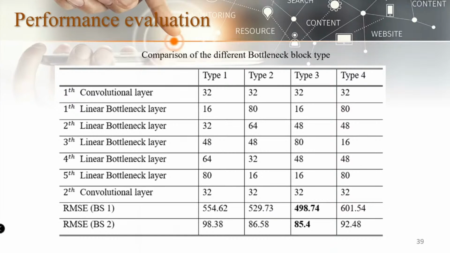The table is the comparison of the bottleneck block types. We tested 4 types of depth of bottleneck block, including shallow deep type, deep shallow type, shallow deep shallow type, and deep shallow deep type. Experimental results show that the architecture of type 3 has better performance.